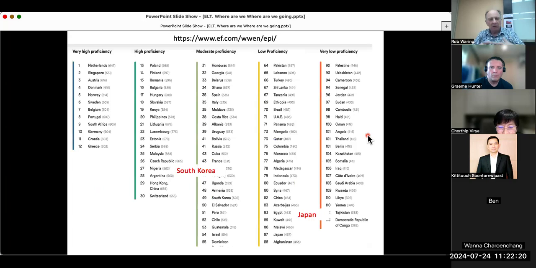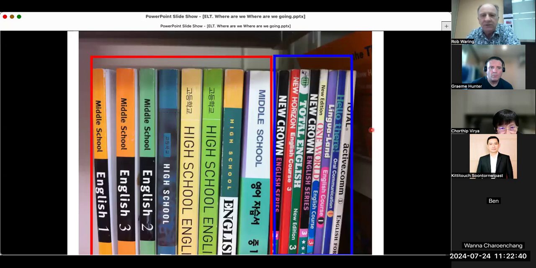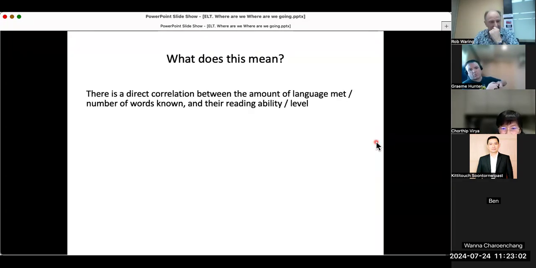So what does this mean? Well, if we look at South Korea and we look at Japan on the international scale of language proficiency, you can see that South Korea is significantly higher than Japan on the international scale of English ability. And what is the reason for that? Well, this tells you everything. On the left are the Korean textbooks, on the right are the Japanese textbooks. The more input you get, the higher your language will be. End of story. So if you have textbooks which are thin, they don't have enough language, clearly there's going to be a problem. So what this means is, as I said, there's a direct correlation between the amount of language met and their reading ability.